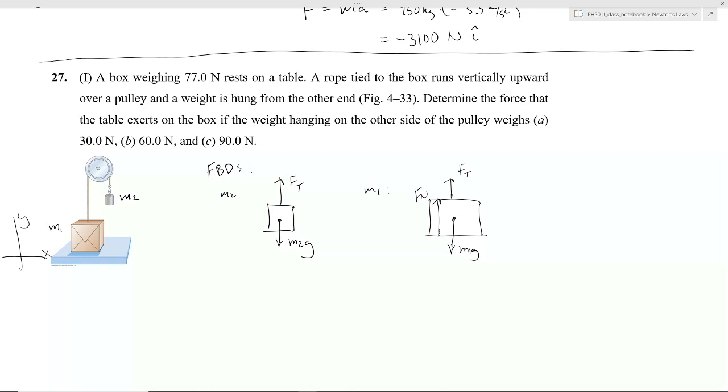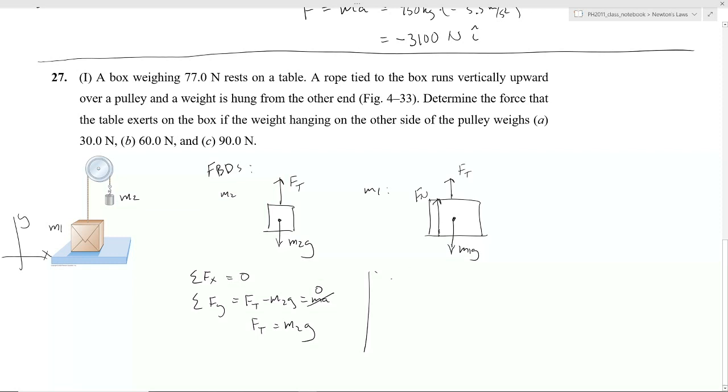Okay, so let's sum the forces. For both of these, there will not be any forces in the x direction. We can just divide them up like this. So the sum of the forces in the x on mass 2 is 0. But the sum of the forces in y, we're going to have the tension minus the weight. That's going to equal 0 if it's just resting. So in other words, the tension is m2g.